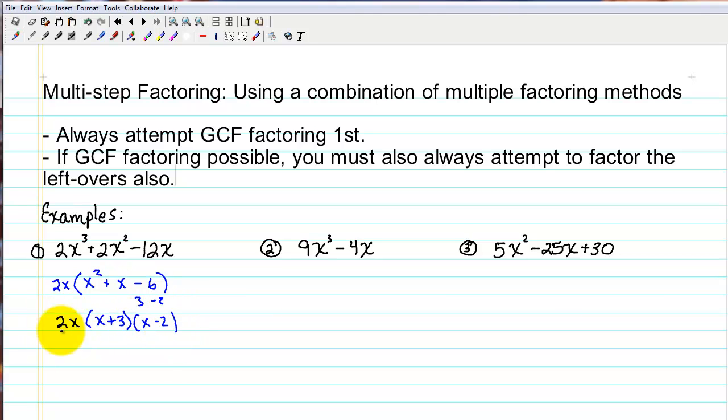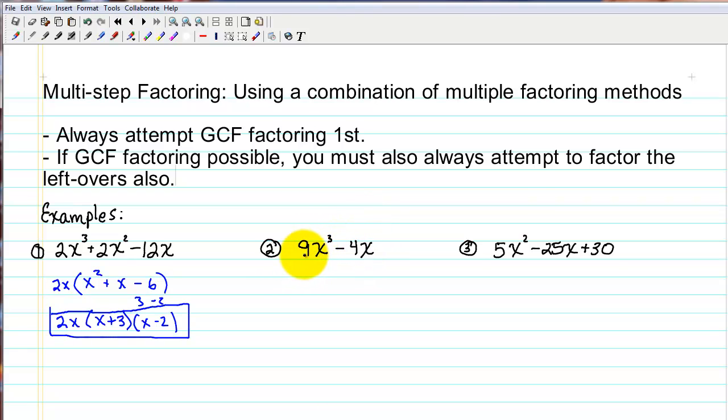Now a common mistake is to drop this GCF here. So that's still part of the problem. If we FOIL that and then distribute the 2x, we are back to our original problem. So this has 3 factors, not just 2 factors now.